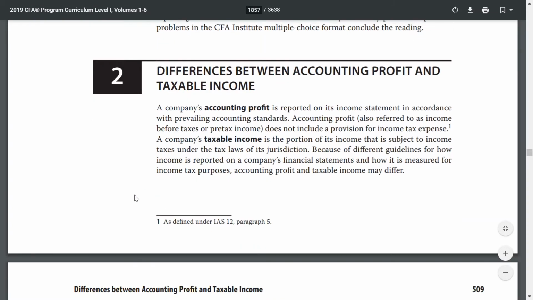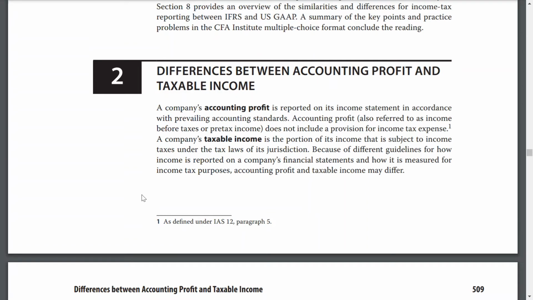Differences between accounting profit and taxable income. A company's accounting profit is reported on its income statement in accordance with the prevailing accounting standards. Accounting profit does not include a provision for income tax expense. A company's taxable income is the portion of its income that is subject to income taxes under the tax laws of its jurisdiction. Because of different guidelines for how income is reported on a company's financial statement and how it is measured for income tax purposes, accounting profit and taxable income may differ.